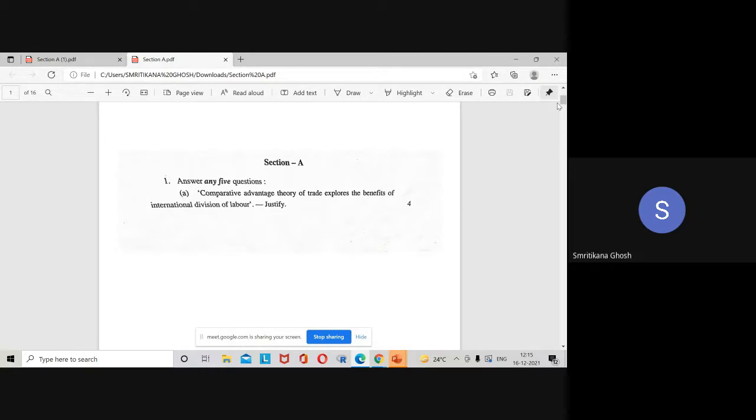So, this is the question. If you ask me which year, I cannot give you the answer, but I have 2012 onwards, so around 10 years. A comparative advantage theory of trade explores the benefit of international division of labor. Justify. 4 marks question. So, what will be your answer? Is it true?